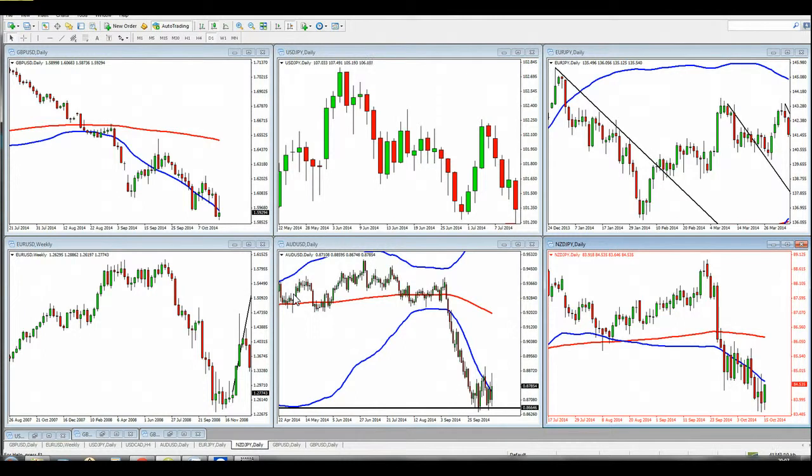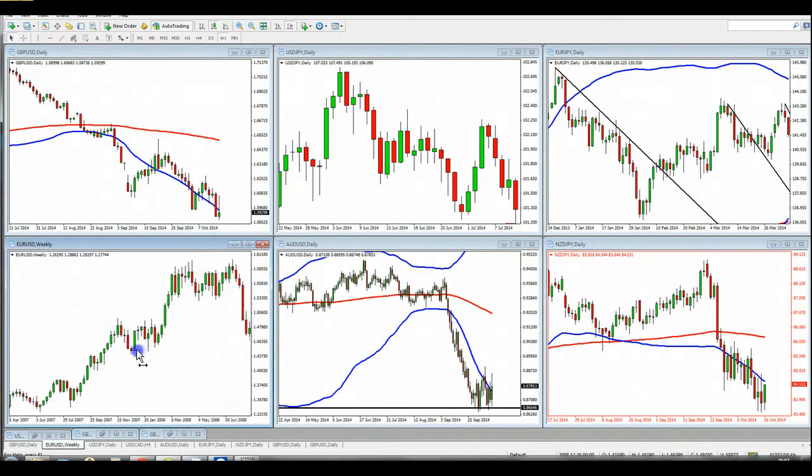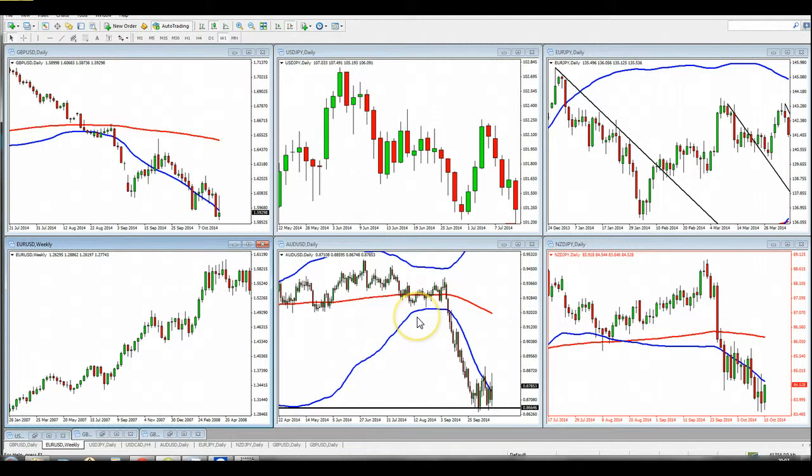Set your charts up. Get the Bollinger Bands on. Get the moving average on. Start having a look at previous trades like we've been doing. Go back in the chart history. Find these little trading opportunities that we've been just going through.